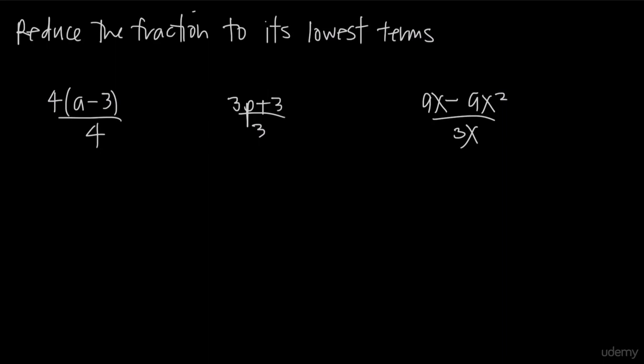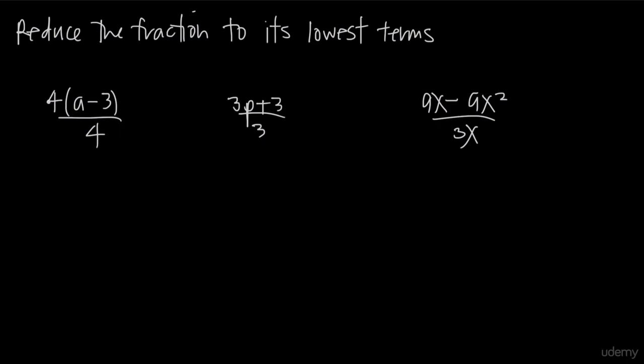In this video, we're doing another example of reducing fractions to their lowest terms using cancellation. And we have a couple more complicated fractions here. This first example is 4 times the quantity a minus 3 all over 4. And what we want to do is simplify this fraction by finding something to cancel.